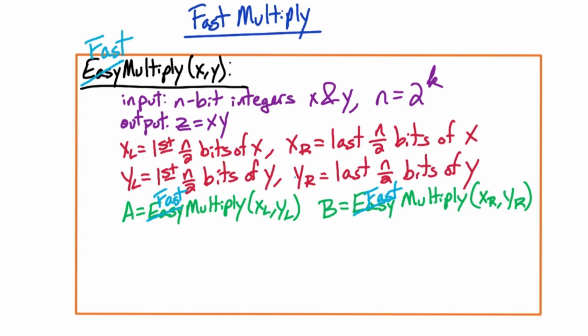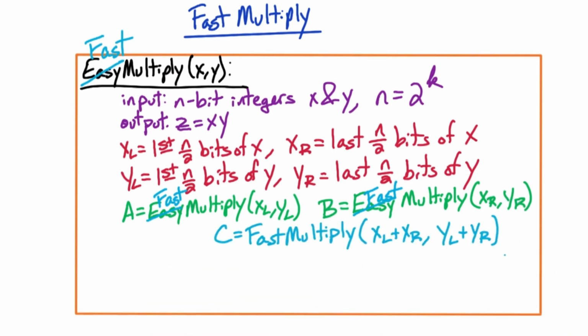Now we're going to recursively compute the product of 3 pairs of n over 2-bit numbers. The first pair, as before, is xl times yl. The second pair, as before, is xr times yr. We're going to store those in a and b as before. Now the new term is we're going to compute xl plus xr, and we're going to multiply that by yl plus yr, and we're going to store that in c. This is where we're utilizing Gauss's idea.